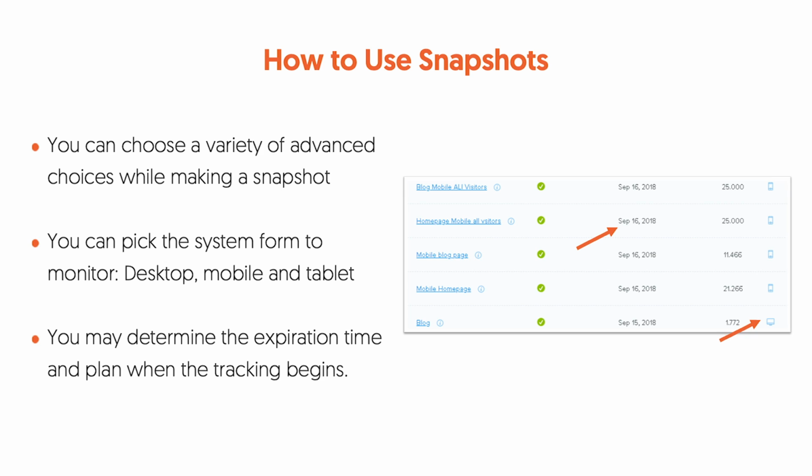Well, you can choose a variety of advanced choices while making a snapshot. You can pick the system to monitor, let's say, desktop, mobile, or even tablet. You can determine the expiration time of when you want to stop tracking. And this will give you example data on, all right, let's see how people interact on Mondays or throughout this week or throughout this specific promotion period like Black Friday. And that'll help you better understand how people interact during these specific times.